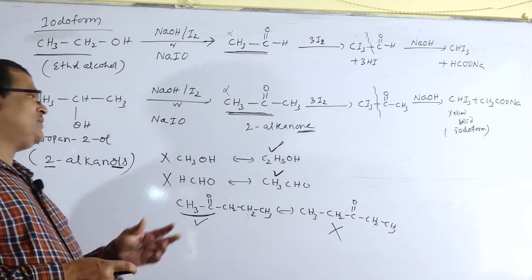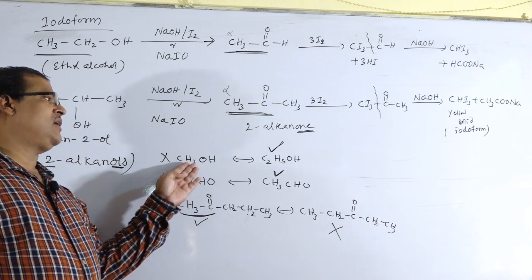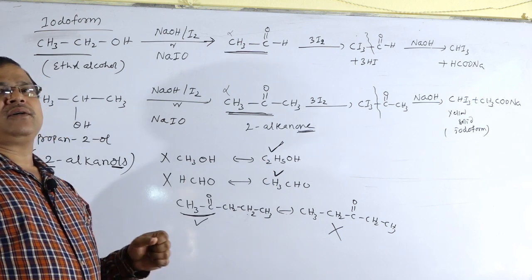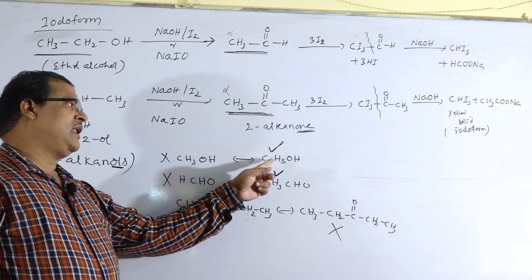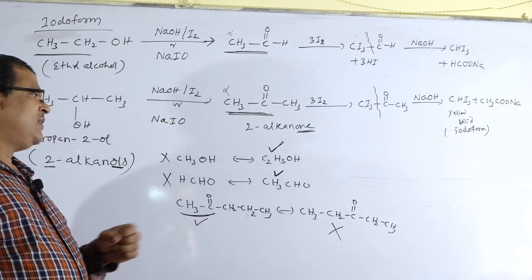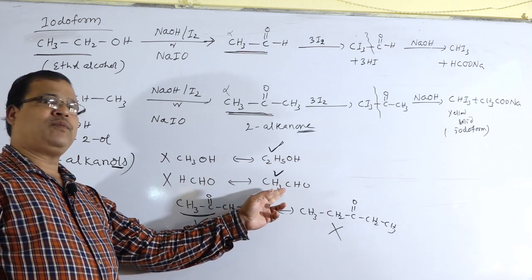Then how do we distinguish between methyl alcohol and ethyl alcohol? Methyl alcohol and ethyl alcohol can be distinguished with the help of the iodoform test, just as with formaldehyde and acetaldehyde.